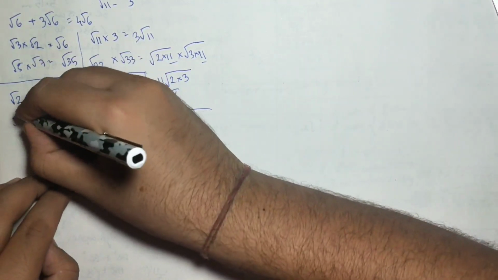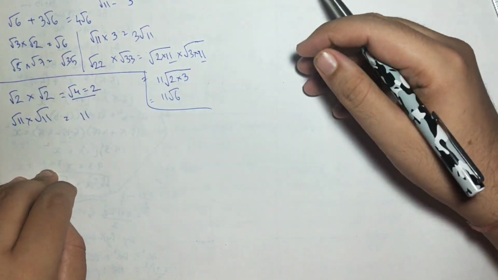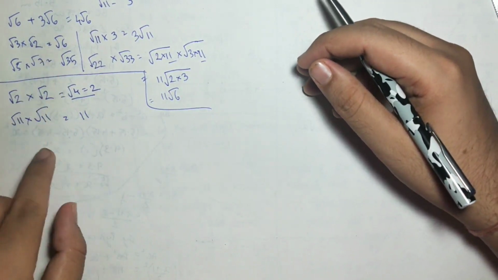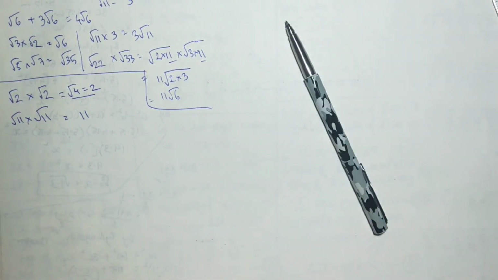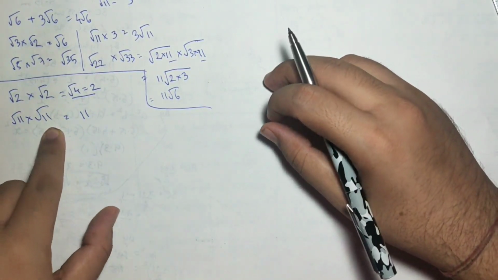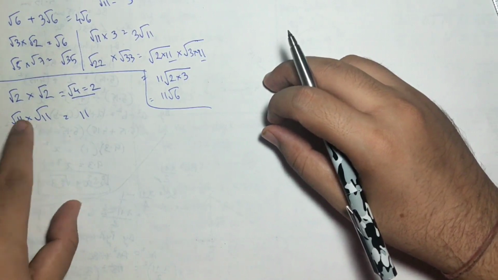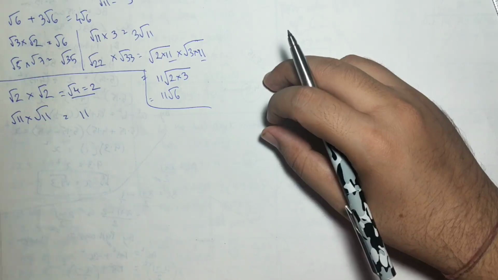Similarly, root 11 into root 11 will become 11. In the same format, these are known as rationalizing factors. So root 11 is a rationalizing factor of root 11. Root 2 is a rationalizing factor of root 2.